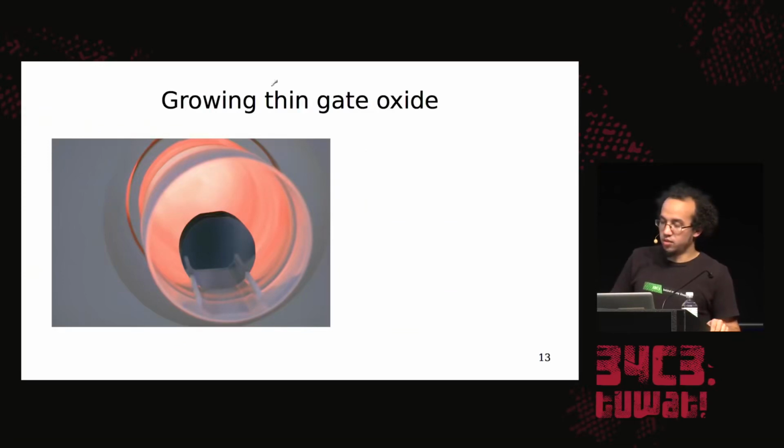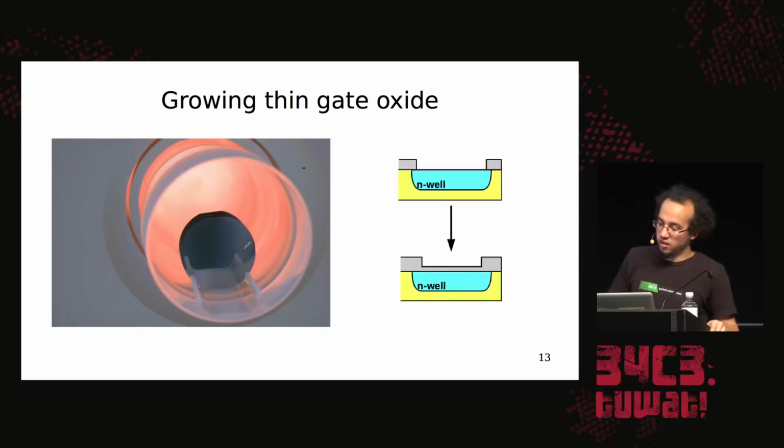You now continue to grow a thin oxide that separates your gates from the substrate, and that's quite easy. You just place them into a furnace, just the wafers, flow oxygen through it, and then the silicon oxidizes and forms the gate oxide. So you can vary the thickness by varying the time and oxygen pressure and also the temperature.